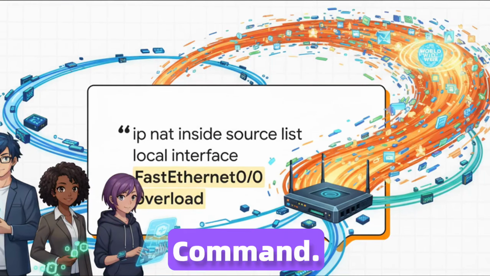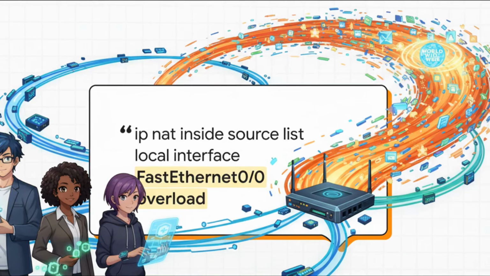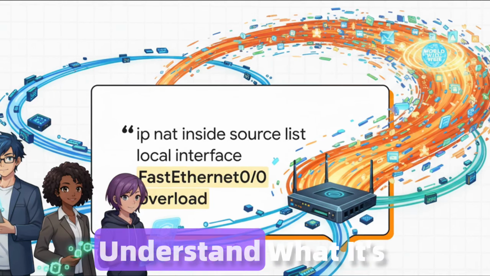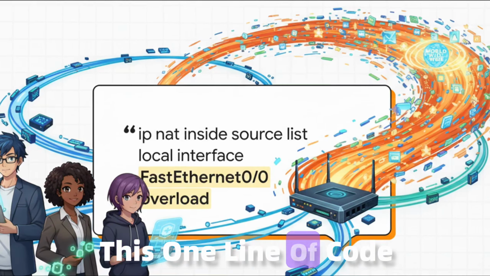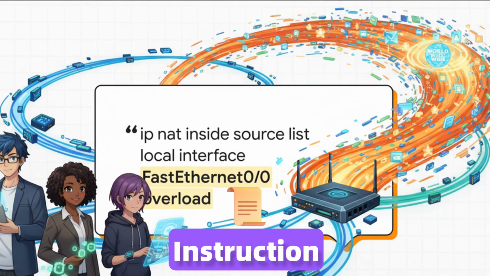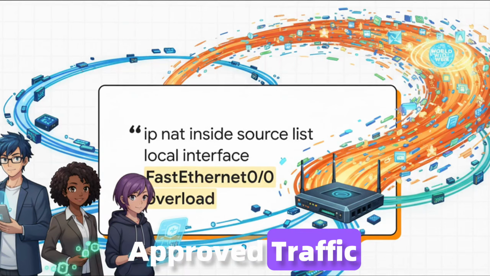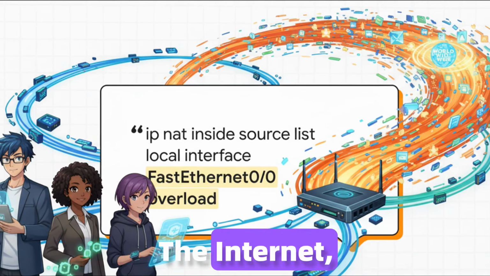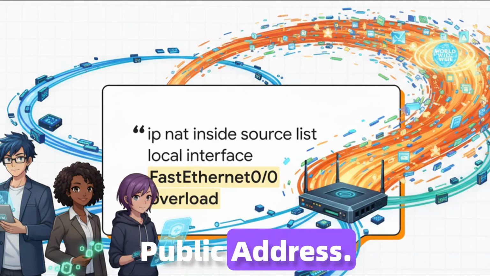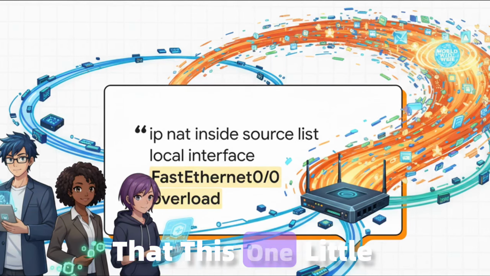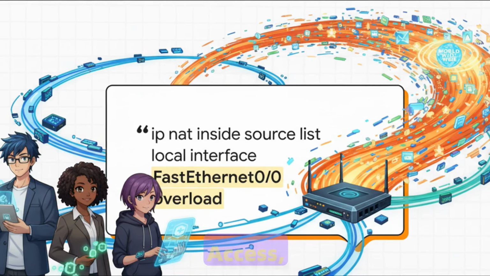Now look at this command. You do not need to memorize this, but as a tester, it's so powerful to understand what it's doing. This one line of code is basically the master instruction for our mailroom. It's telling the router, hey, take any approved traffic from inside our building and send it out to the internet using our one main public address. The main thing to get here is that this one little rule is what gives everyone internet access, no matter what floor they're on.